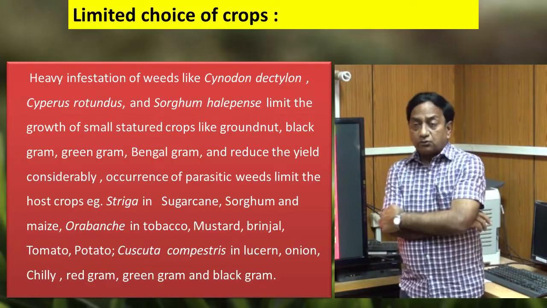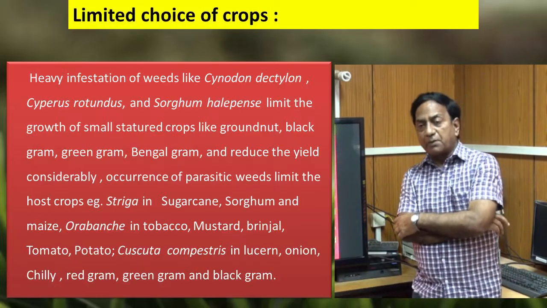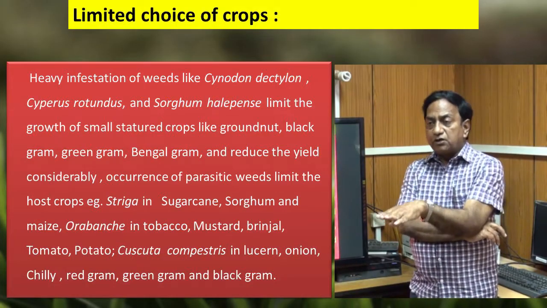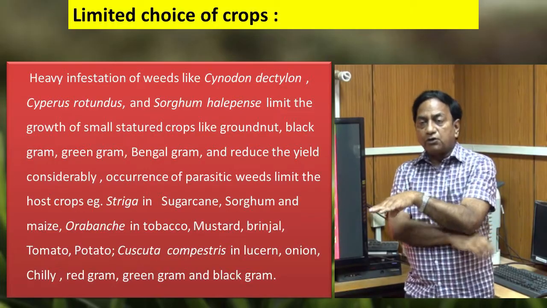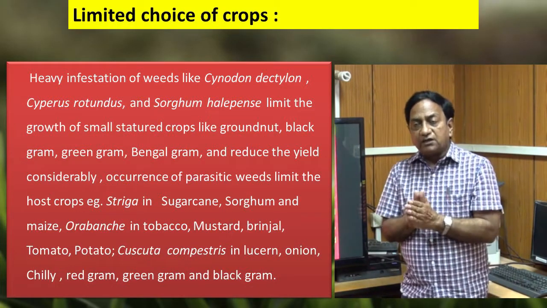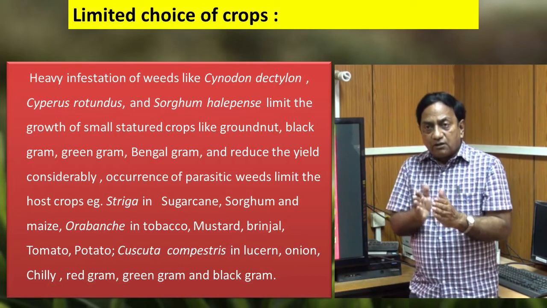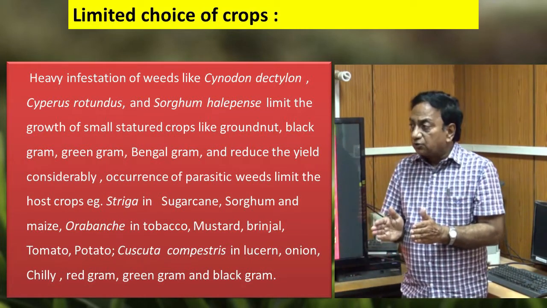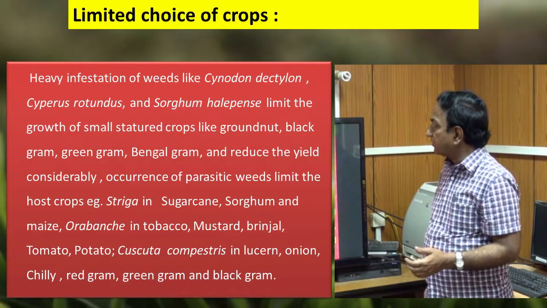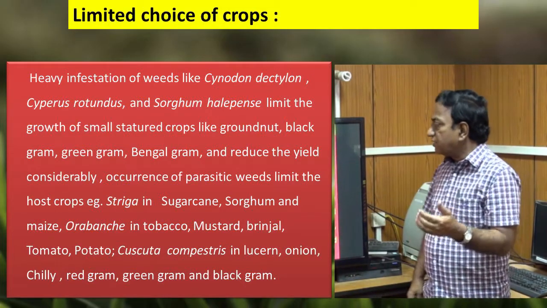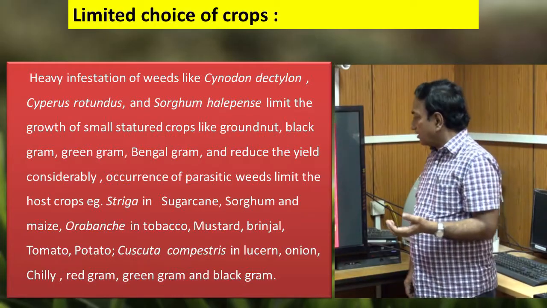Now, limited choice of crop. You have to find out what type of crop you are going to grow, because you cannot compromise with weed infestation. For example, if your field is infested with Phalaris minor, you cannot go for a wheat crop, because Phalaris minor closely resembles the wheat plant. So you cannot differentiate between Phalaris minor and the wheat plant, and it will be very difficult to control Phalaris minor. Heavy infestation of weeds like Cynodon dactylon, Cyperus rotundus, and Sorghum halepense limits the growth of small statured crops like groundnut, black gram, green gram, and Bengal gram, and reduces the yield considerably.